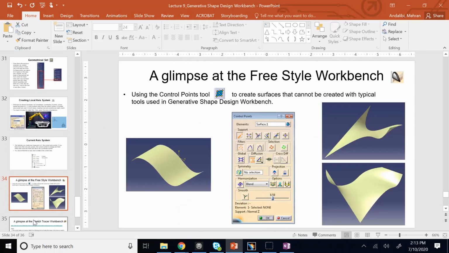Okay. Now that we have seen almost anything that I know myself about surface design in the Generative Shape Design workbench, there are two other workbenches I want to briefly talk about, especially this Freestyle, which is an extensive workbench with so many tools and commands. So I just show you one single command that I really like myself, which uses control points to deform a surface into any shape that you want.